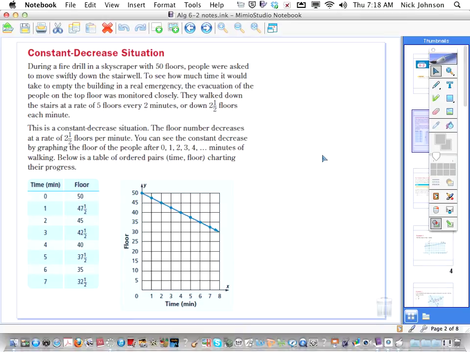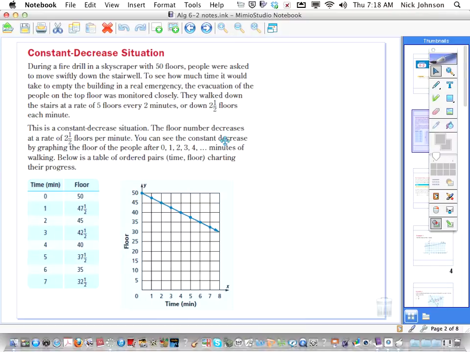It says during a fire drill in a skyscraper with 50 floors, people were asked to move swiftly down the stairwell to see how much time it would take to empty the building in a real emergency. The evacuation of the people on the top floor was monitored closely. They walked down the stairs at a rate of 5 floors every 2 minutes, or down 2.5 floors each minute. This is a constant decrease situation. The floor number decreases at a rate of 2.5 floors per minute.